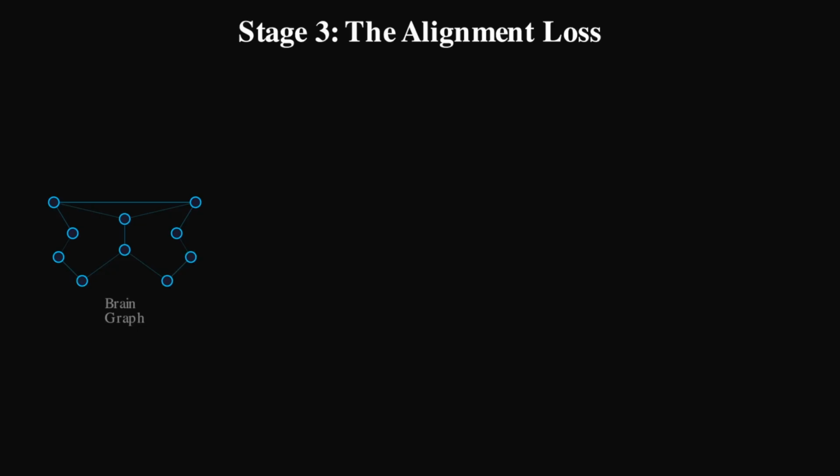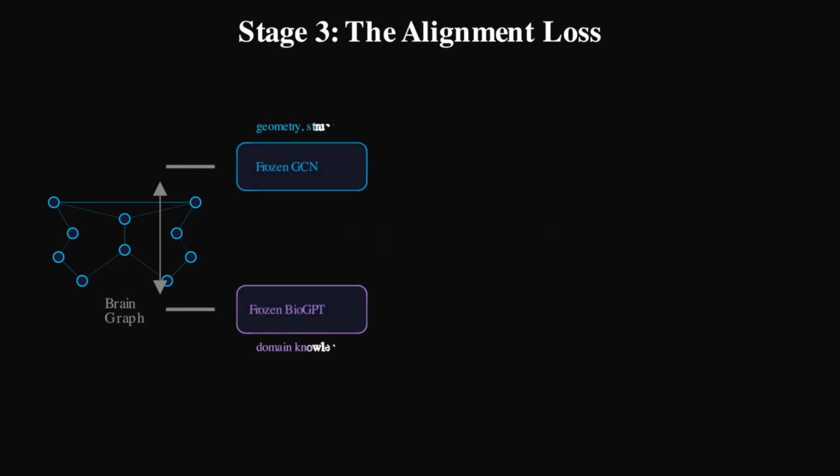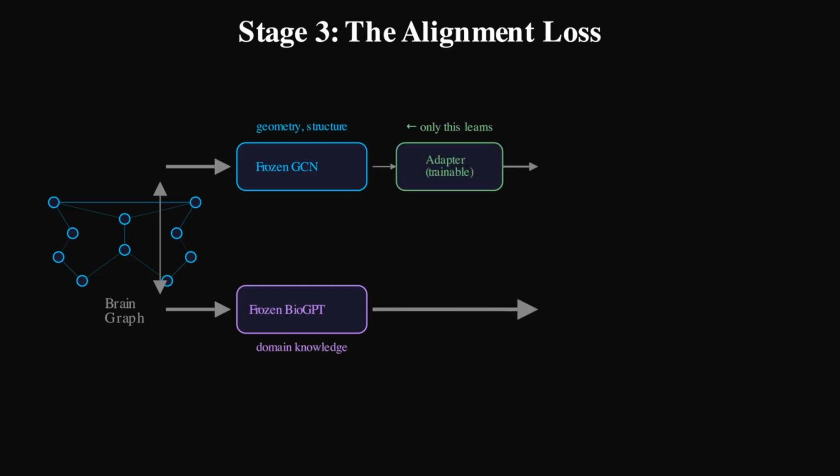Section 6. Stage 3 is where the real magic happens. Both the GNN encoder and the BioGPT are now frozen. Their weights don't change. A small trainable adapter, a 2-layer feed-forward network, is added after the GNN. This adapter is the only thing that learns in stage 3.